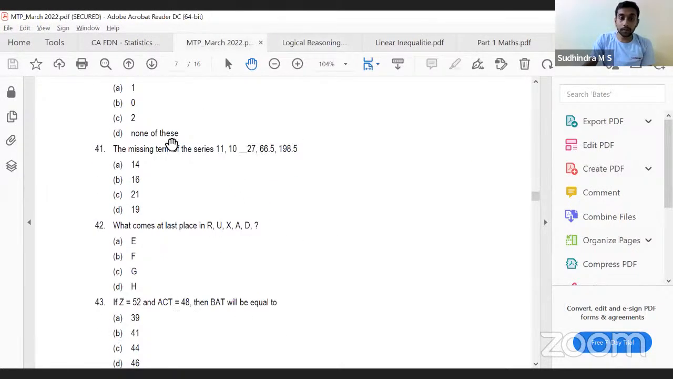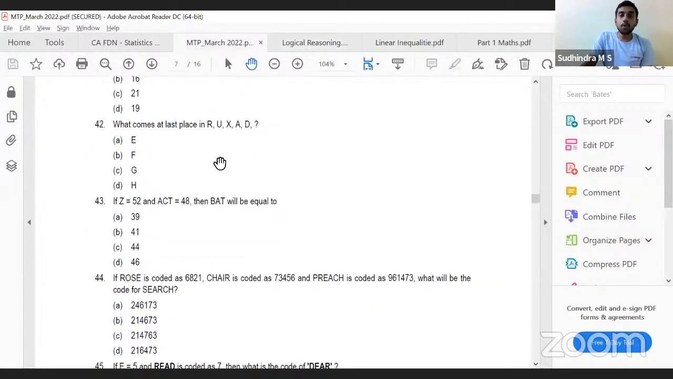First, before going to 41, which is a little tricky, we'll come to that later. What comes at last place in RUXAD? What is the last alphabet in the series? G. Why G? Because there's a 2 letters gap after each.